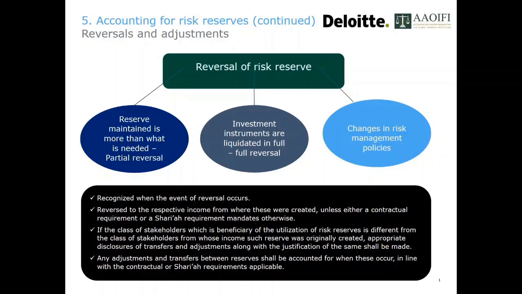Secondly, any adjustments and transfers between reserves should be accounted for when these occur in line with the contractual or Sharia requirements as applicable. This includes the adjustment and transfers required under transitional provision of FAS 30, which is impairment, credit losses and onerous commitments.